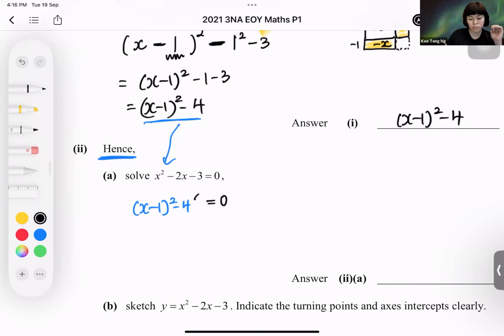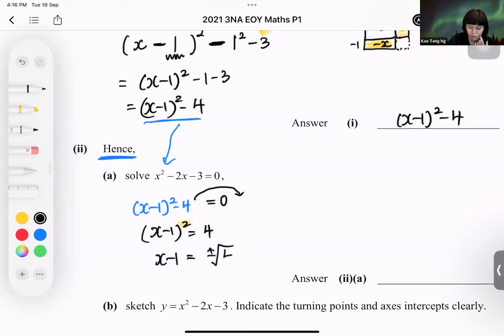Forgotten already? We shift the -4 over lah. Okay, so x minus 1 square, shift -4 over become +4. How do we get rid of the square? We take square root. When we take square root, must have how many solutions? 2 solutions, right? So x minus 1 equals to plus or minus square root 4.